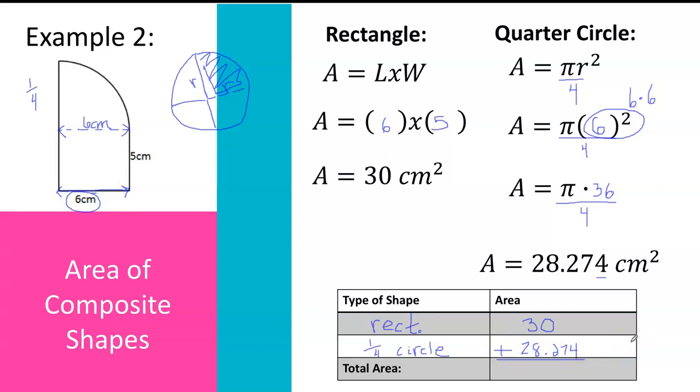So we're adding the area of the rectangle, 30 centimeters squared, plus the area of the quarter of a circle, 28.274, and we get an area of 58.3 if you round to the nearest tenth. And remember, area always has square units, so we're going to write square centimeters. And this number represents the total area of this composite shape.